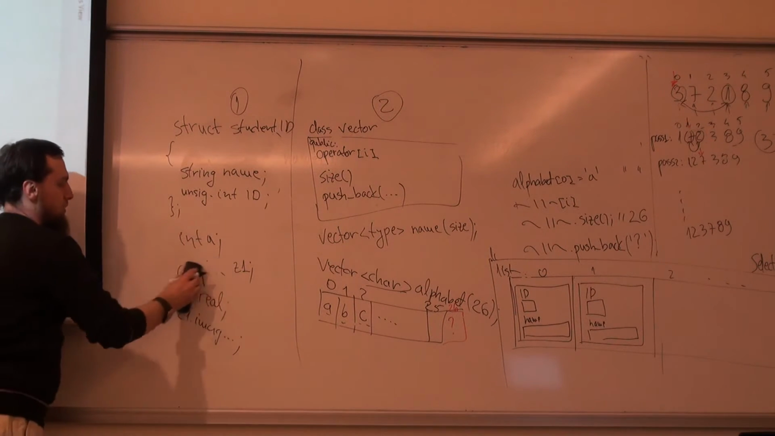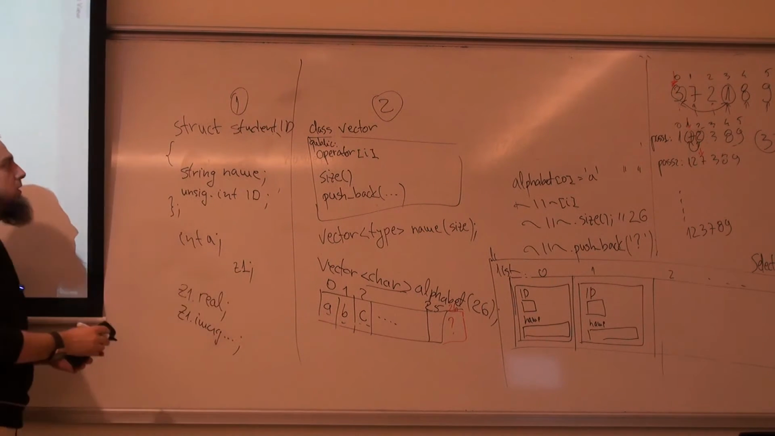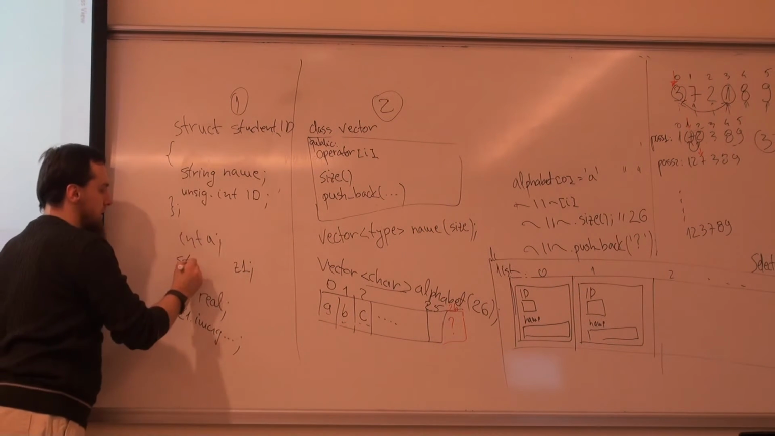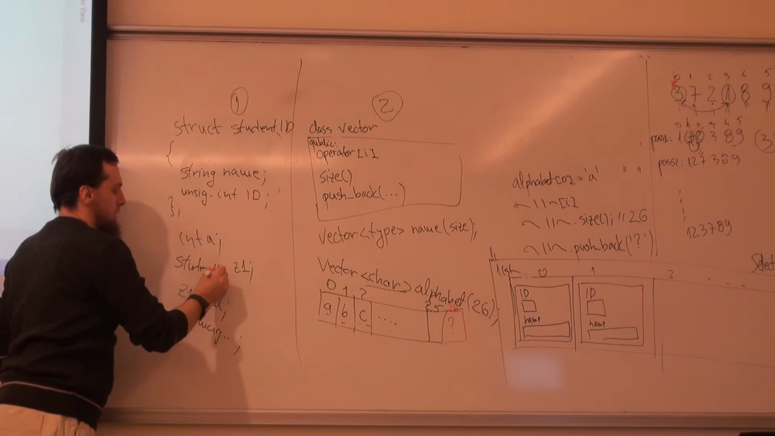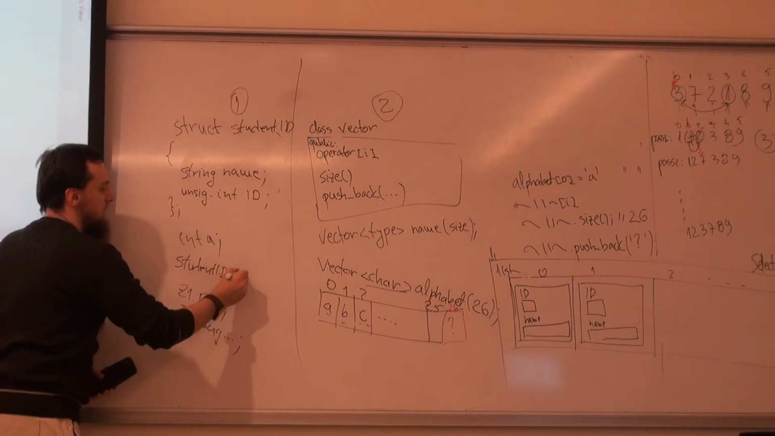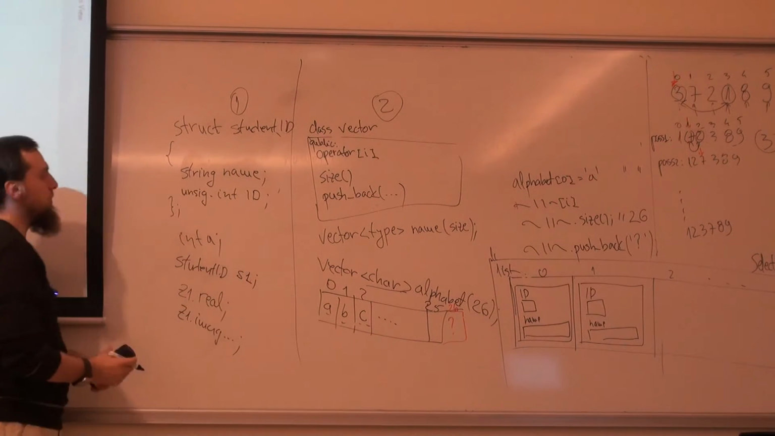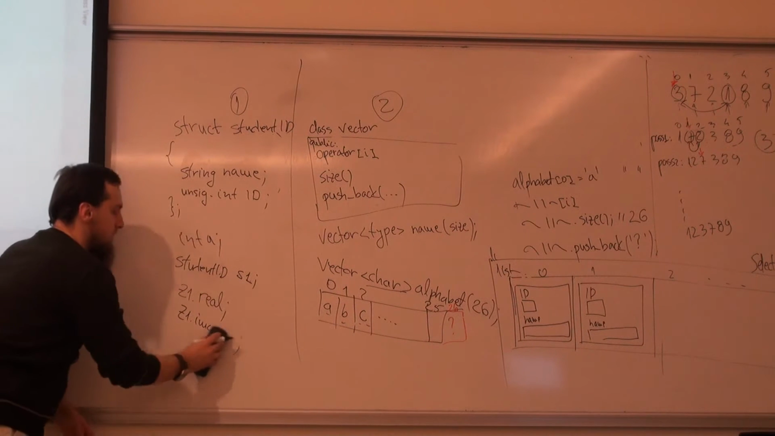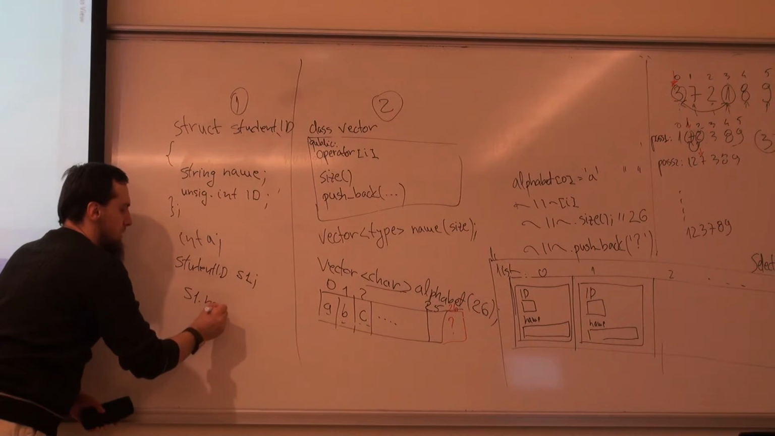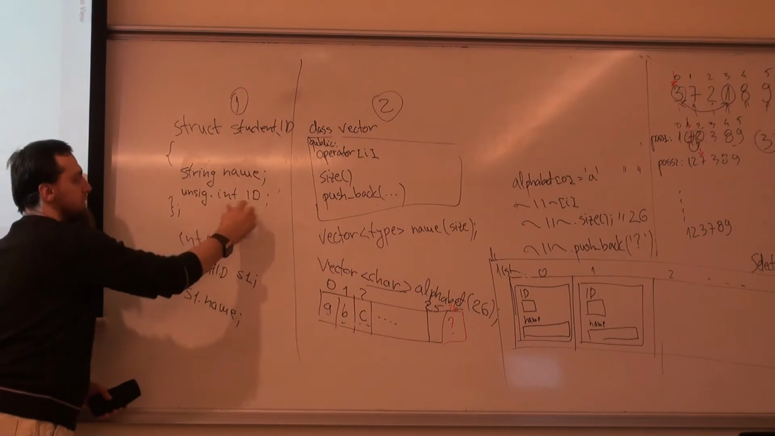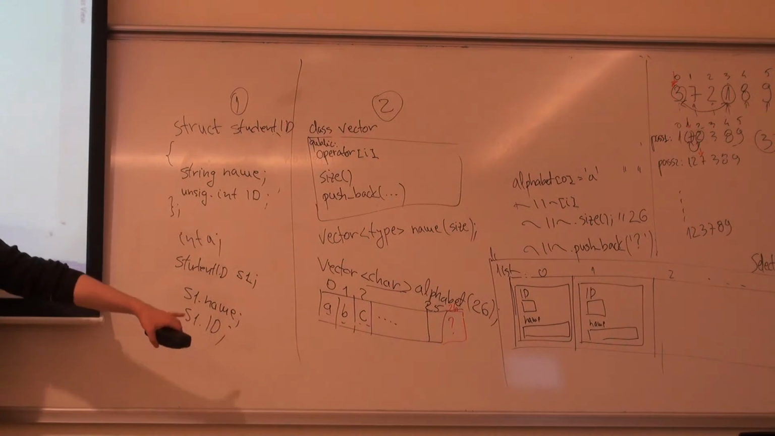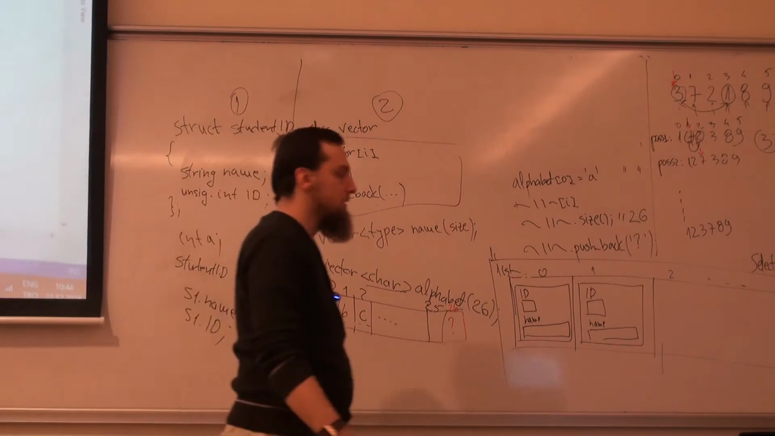Okay, so if I want to define one variable of the class of the structure student ID, I do something like this: student ID S1, let's say. If I want to access the name, I just write S1 point name, since everything is public here. If I want to access the ID, I just write S1 point ID.